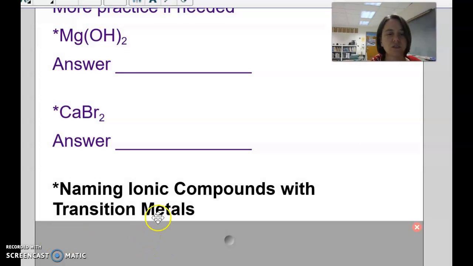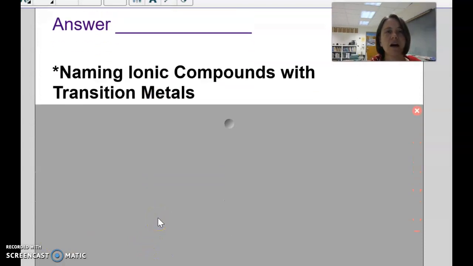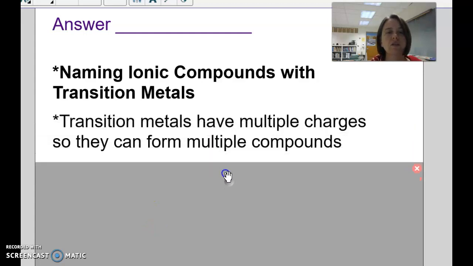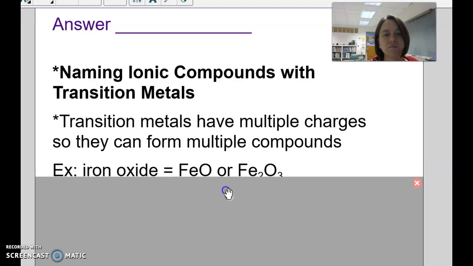And what we're going to do today is to learn how to name ionic compounds with transition metals. So transition metals have multiple charges, so they can form multiple compounds. So this is kind of what we've been talking about. Right here we've been looking at them and I'm like, well, sometimes they're a +1 and sometimes it's a +2, and now we're gonna kind of be looking more into those oxidation numbers.